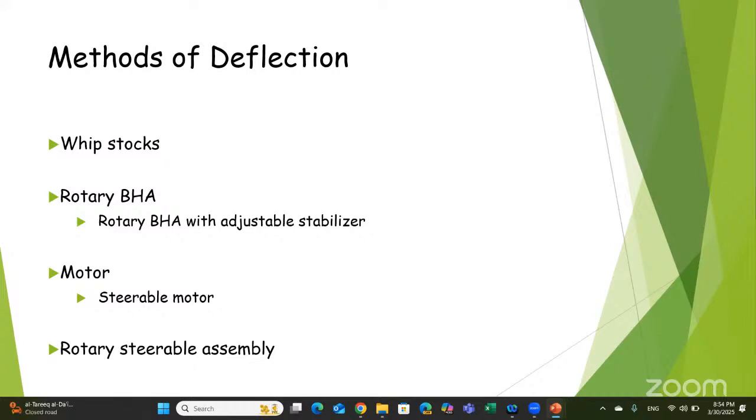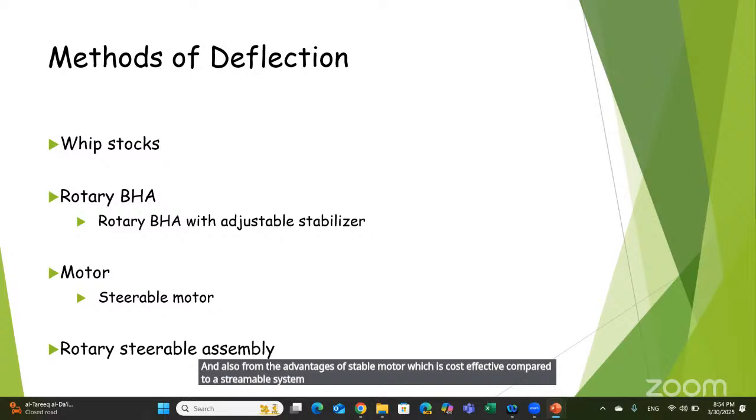And also, the advantages of the steerable motor are that it is cost effective compared to a rotary steerable system, works in a low flow system, and can operate in sliding and rotary modes, which offers flexibility. For the disadvantages or challenges, it is difficult in long lateral wells and requires frequent surveying for correction.